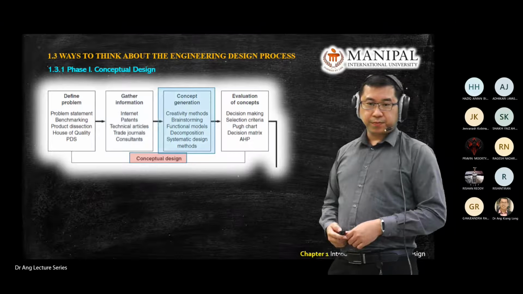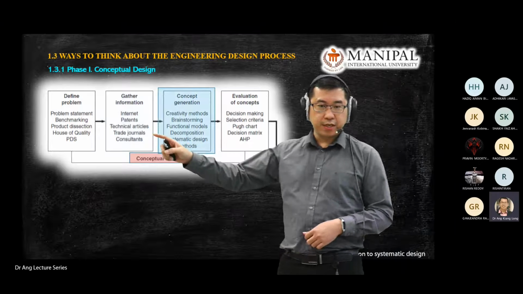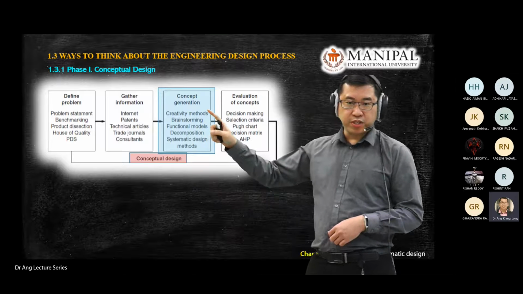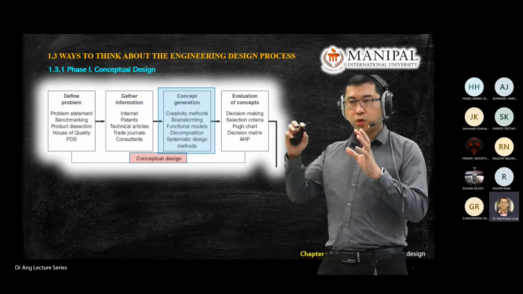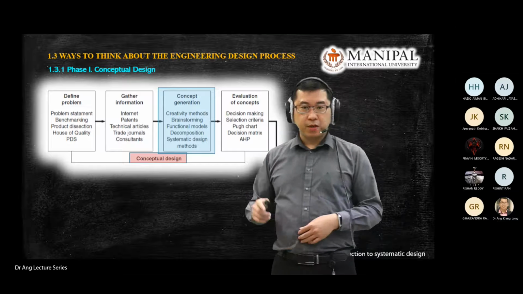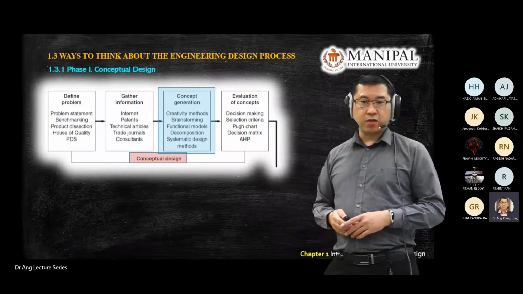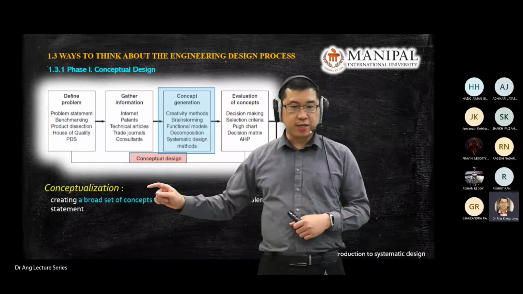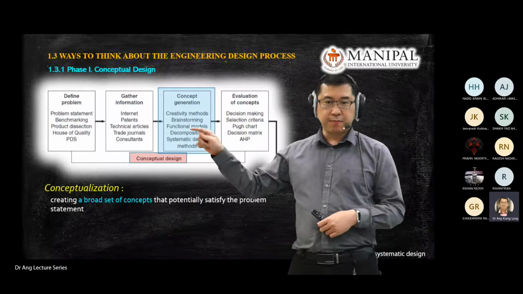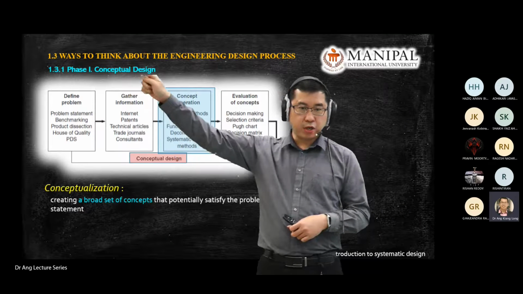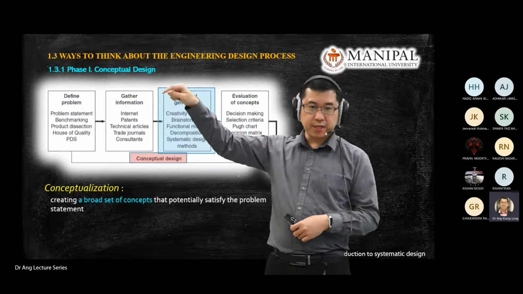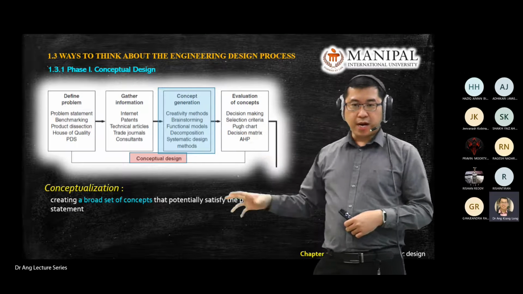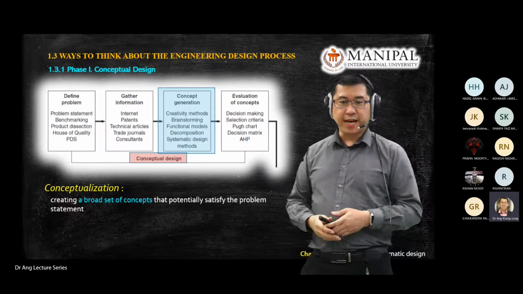Next one. After you gather information, you continue in the conceptual design stage. What you do, you generate your ideas. After you gather all the information, you start doing some sketching and all this. So conceptualization is the third step. After you define what you're going to design and gather information, the third step is to illustrate or draw out the idea.